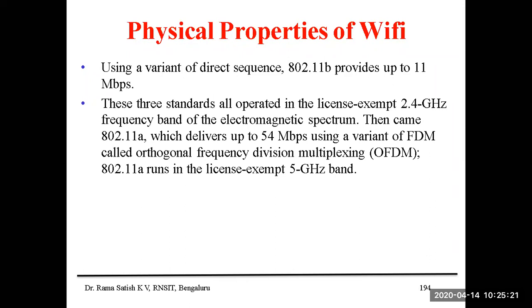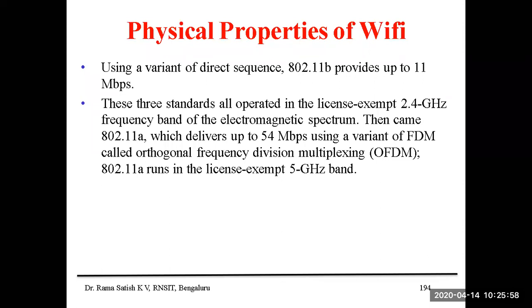So earlier one was radio wave, and now we have the electromagnetic wave spectrum. Then comes 802.11a, which delivers up to 54 Mbps. It is a variant of FDM, frequency division multiplexing, also called orthogonal frequency division multiplexing, where it is used to transmit data in 4 directions. Four waves are sent in the same.